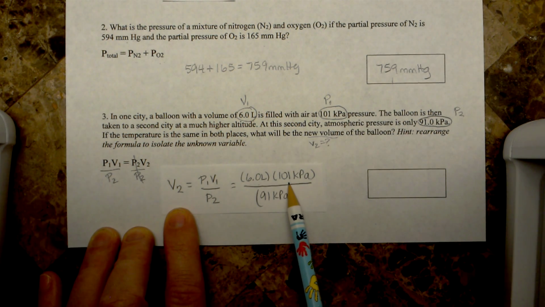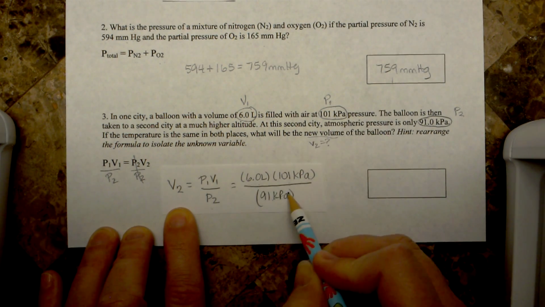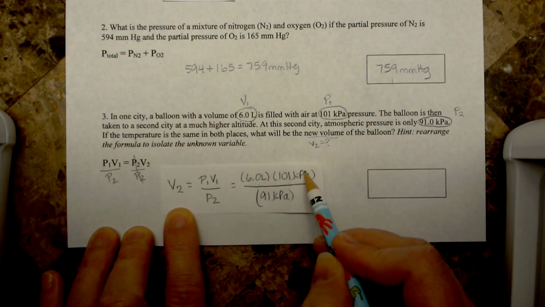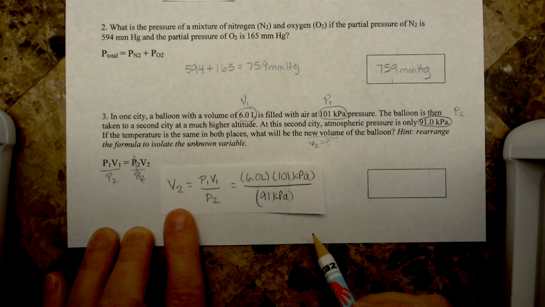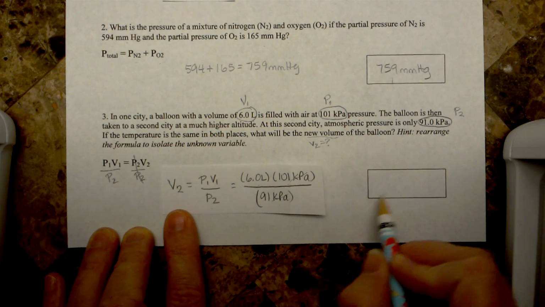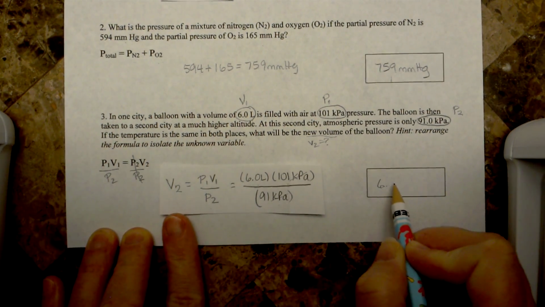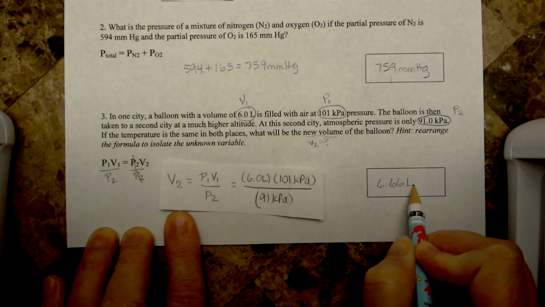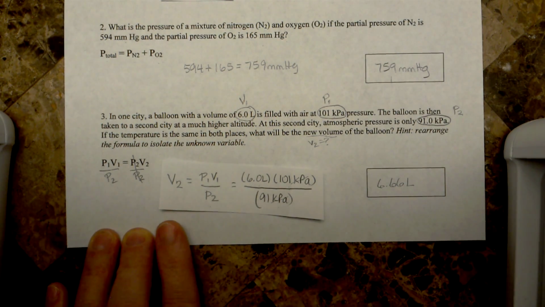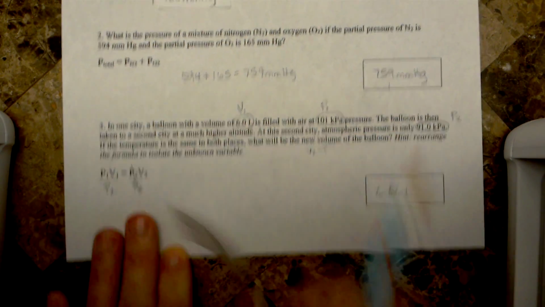P1 is 101 kilopascals. P2 is on the bottom. And if you'll notice, the kilopascals cancel, and so my answer is going to be in liters. If you type this in your calculator, you're going to get 6.66 liters, which would be the new volume. All right, let's look at our next page.